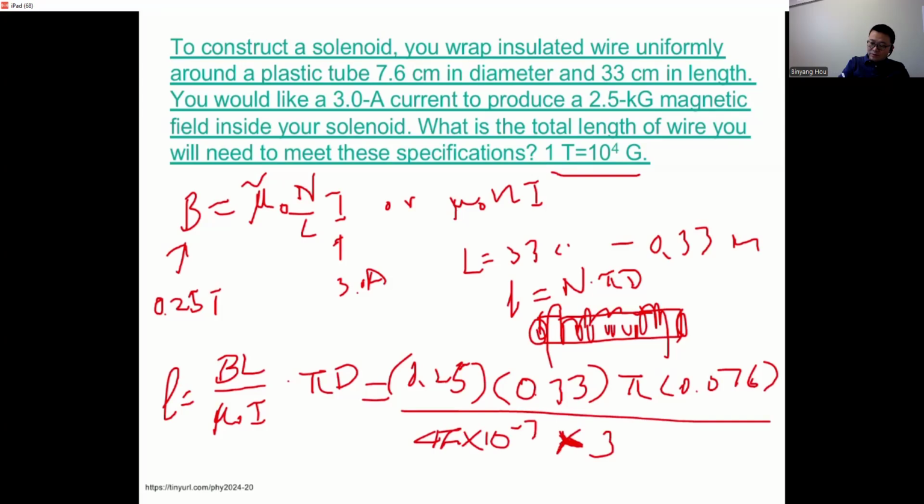One thing is that you don't have to use the pi, because pi actually cancels. So that at the end will give you 5.2 times 10 to the 3, and this should be in SI units, or meters. So basically, starting with this equation, we know the total length will be the number of turns times the circumference of each turn.